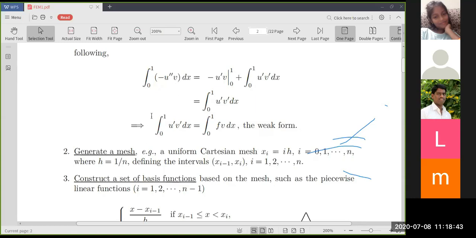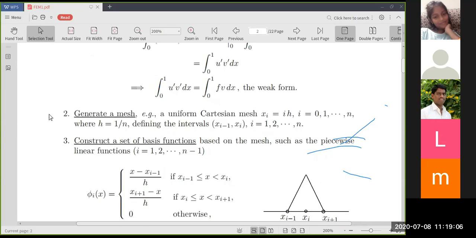Since we reduced u double dash to u dash, this particular form is called a weak form. That is why we denote it by the name weak form, because by reducing the order of the derivative, the smoothness required of u is reduced. So this particular equation is called a weak form. Then the second step is to generate a mesh.